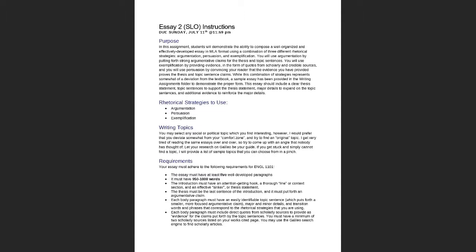In this assignment, students will demonstrate the ability to compose a well-organized and effectively developed essay in MLA format using a combination of 3 different rhetorical strategies: argumentation, persuasion, and exemplification. You will use argumentation by putting forth strong argumentative claims, that's the problem, solution, so what, for the thesis and topic sentences. You will use exemplification. Remember, exemplification is the use of examples to prove a point, by providing evidence in the forms of quotes from scholarly and credible sources. And you will use persuasion by convincing your reader that the evidence you have provided proves the thesis and topic sentence claims.